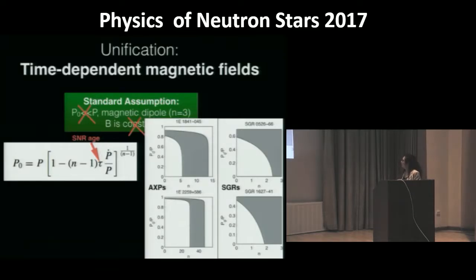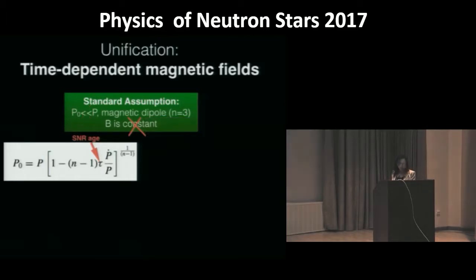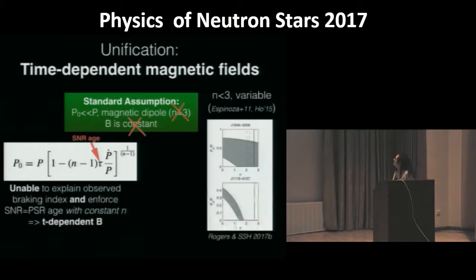So the first thing to note is that P0 over P is actually not necessarily much smaller than 1. These are two AXPs and two SGRs associated with supernova remnants. This is contrary to the common assumption that P0 has to be much smaller than P, especially for the magnetar model. The other observation to make is that for these two high B pulsars, in some cases we have a measurement of the braking index, which is an additional constraint.